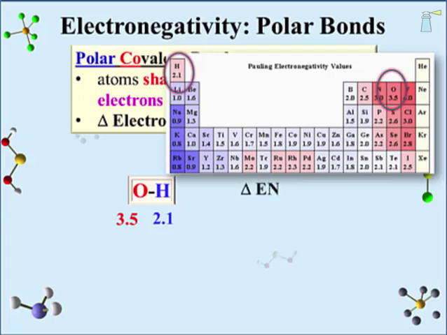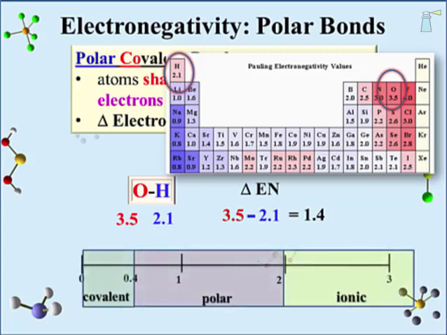Now get the difference, as in subtraction of the 2 values. Start with the larger one, 3.5, and subtract the smaller one, 2.1. For oxygen-hydrogen covalent bonds, the difference is 1.4. Textbooks with periodic tables containing electronegativity data will also provide a scale relating the difference in electronegativity to the type of bond. The scale shows 1.4 to be squarely in the polar covalent realm.